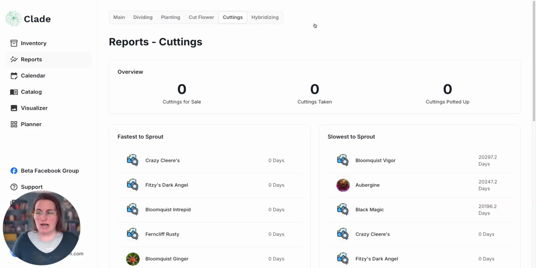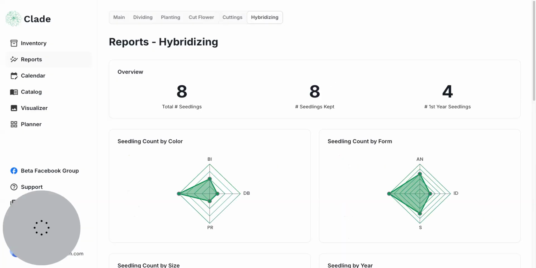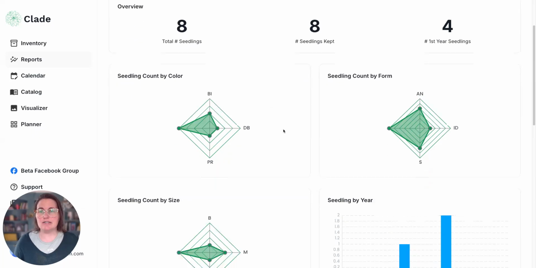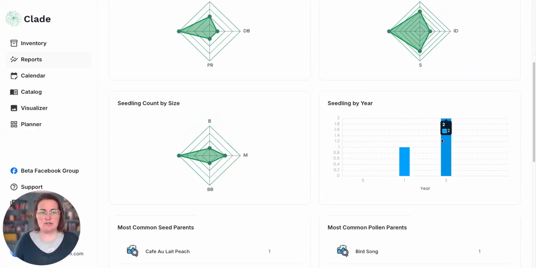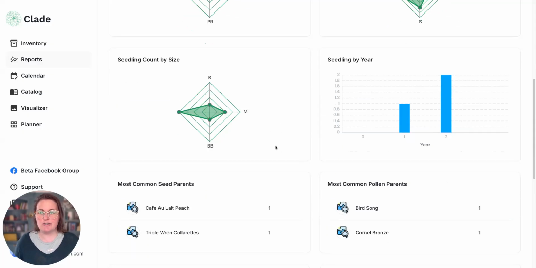Last is hybridizing. Hybridizing is a feature at one of our higher tiers for those who hybridize. I have a few seedlings I've done and kept, and you can track which year they're in, and you can see similar things to the inventory because this is a separate module where you can see what it's looking like for your seedlings with form, size, color, and then what year your seedlings are in. I started doing this last year, so none of my seedlings are past year 2.